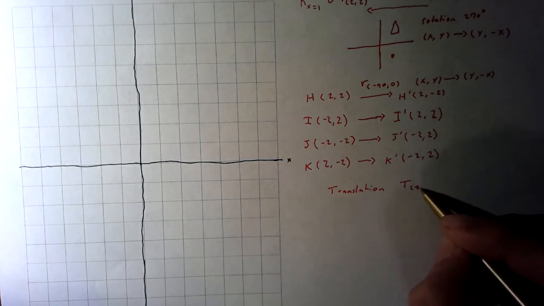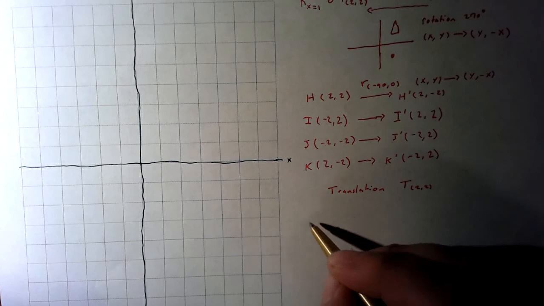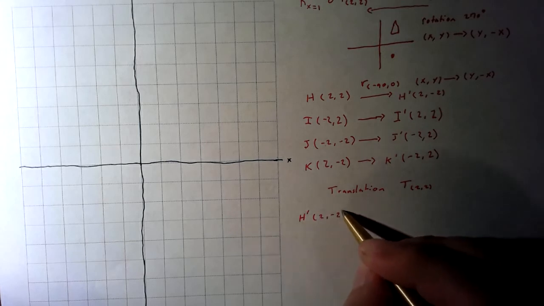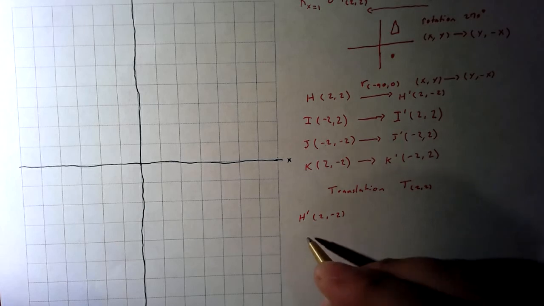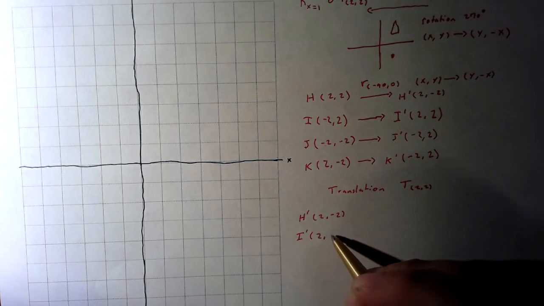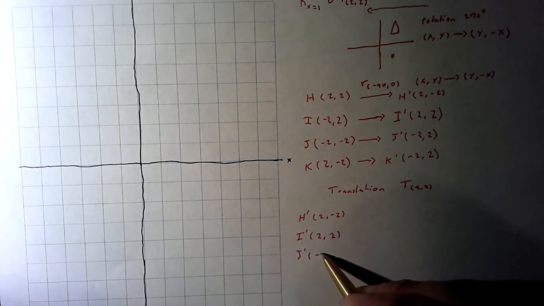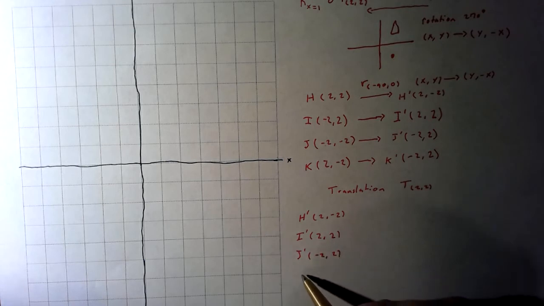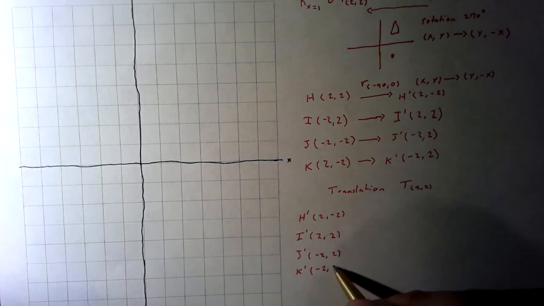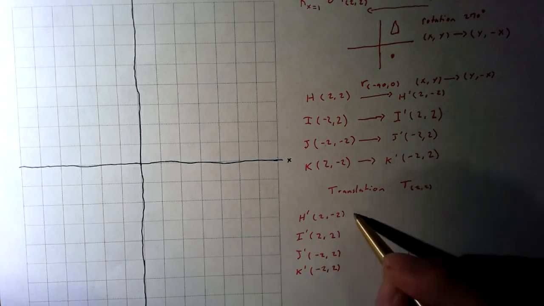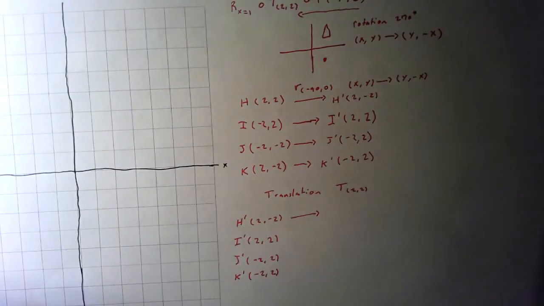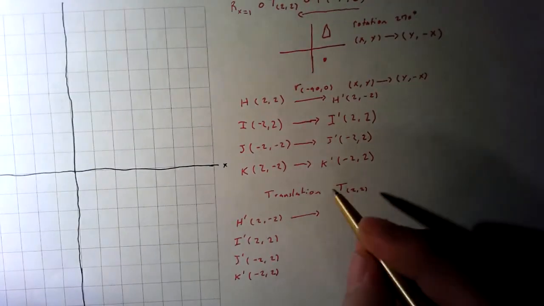And I'll put it over here also. Okay, so now we get the H prime. And this is, let me just copy this on this side. H prime, and then you have I prime is 2 comma 2. J prime, 2 comma 2, and then K prime is negative 2 comma 2. Alright, so we're just going to add 2 to the x value and then add 2 to the y value.